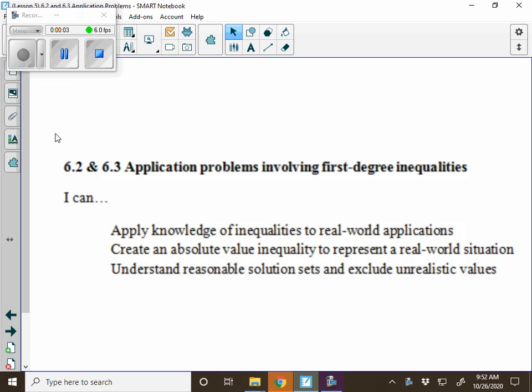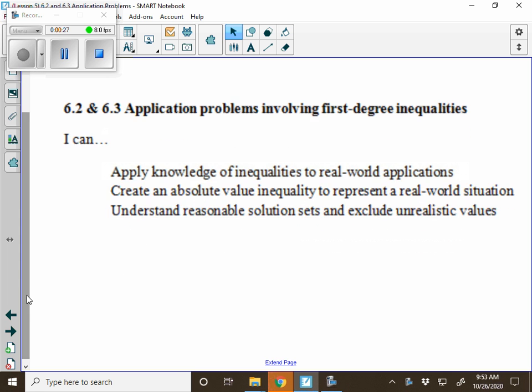Okay, so now we're going to look at applications of inequalities and absolute value. Where do those apply in the real world? We can create absolute value inequalities to represent real world situations and understand reasonable solution sets. Solution sets are things that make statements true. So, what are the numbers that make this a true statement?